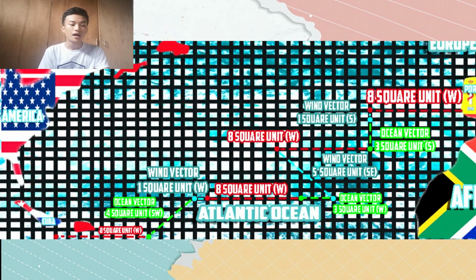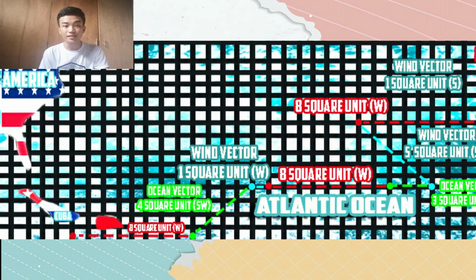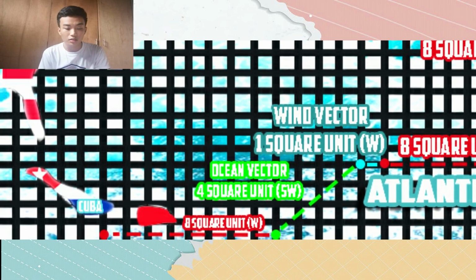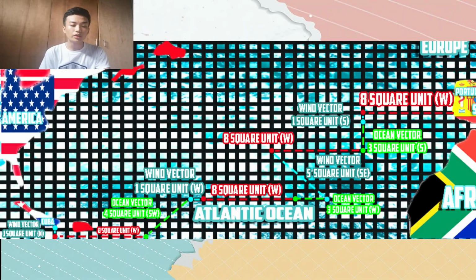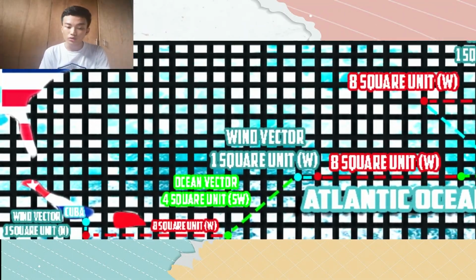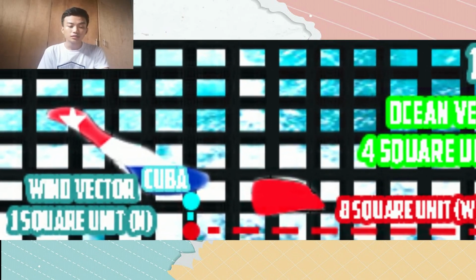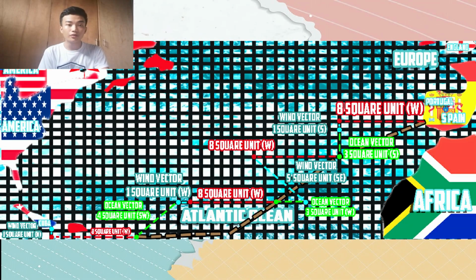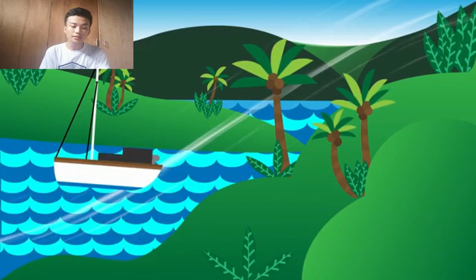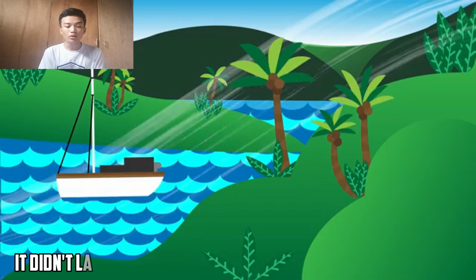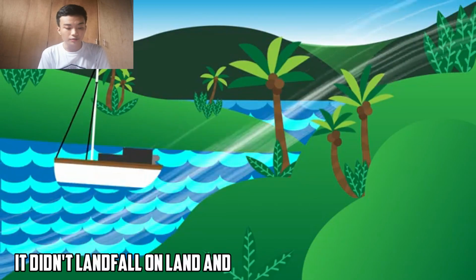Next, add 8 square units west again for the ship's vector. Add 1 square unit north for the wind vector. Since we don't have the fourth ocean vector, the remaining units were marked as ship's vector until it hits the end. So we're done now. We will now be able to answer the given questions.